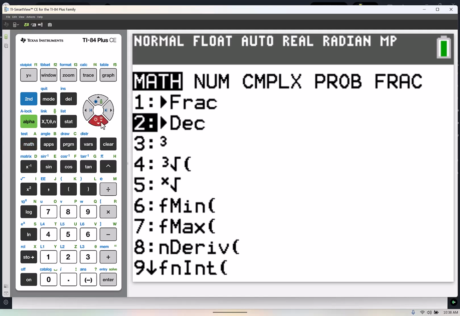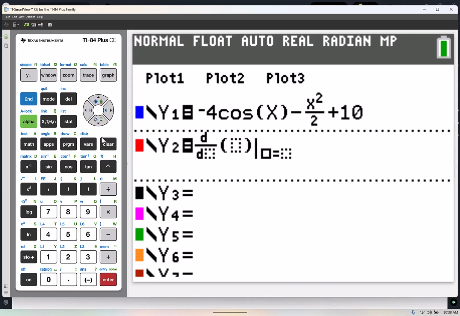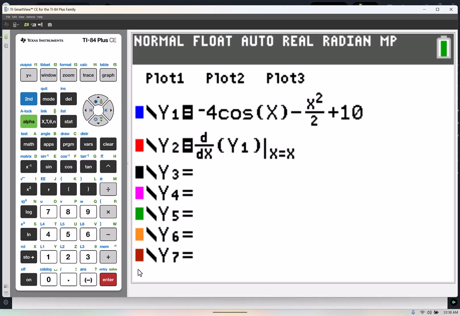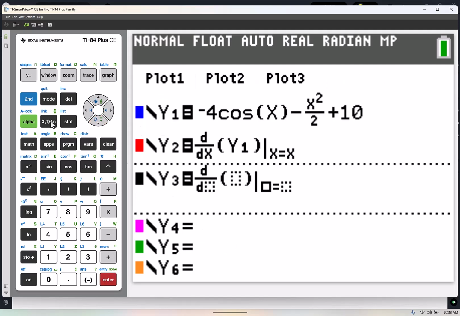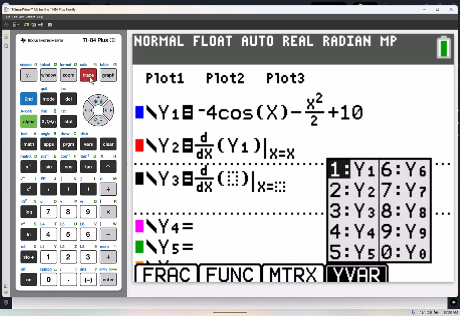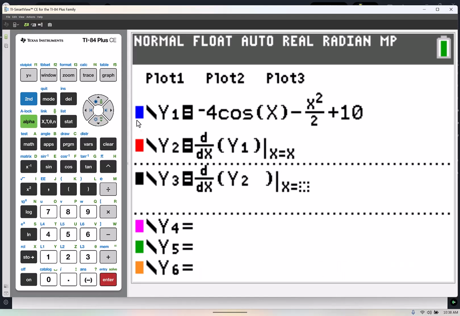Scroll down. And do you see where it says nDeriv? That stands for numeric derivative. Push it. I'm going to put x, then push alpha trace y1, and push x again. Does everyone's y2 look like that? On y3, I'm going to tell it to take the derivative of y2. Why am I doing that? I'm looking for where acceleration is 0. Good job. So there it is.